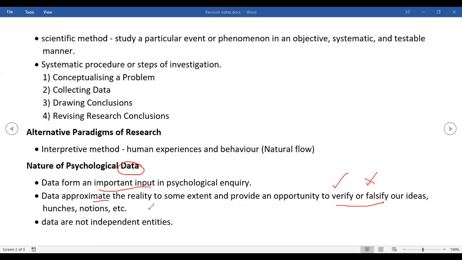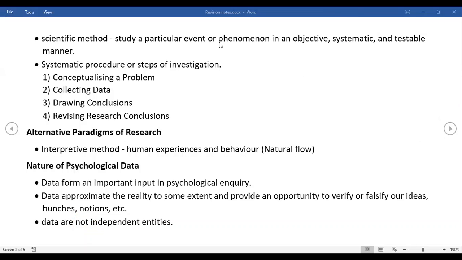What you are assuming, what you are trying to study, what you are doing research on, our ideas, hunches, notions, whatever it can be, a hypothesis. You will be forming a hypothesis, studying it, trying to verify it, and then you will decide whether it is correct or wrong. Data are not independent entities. Data is dependent on the researcher or the subject. It is not an independent entity. It has to be controlled by the person.